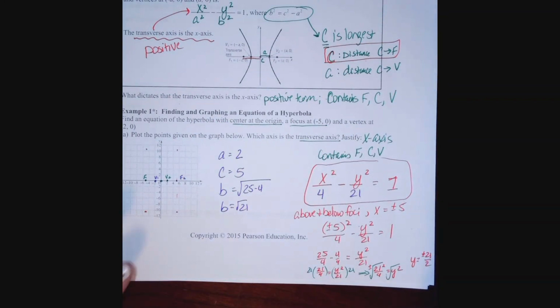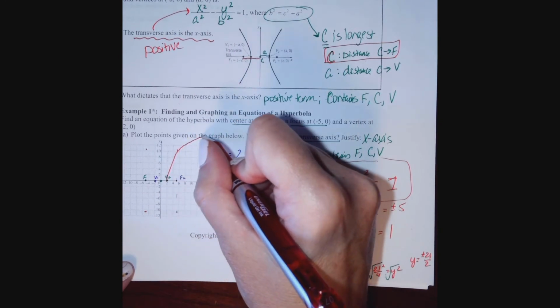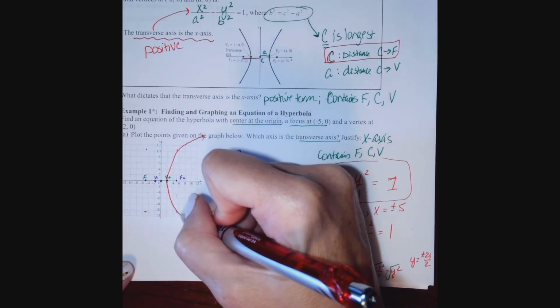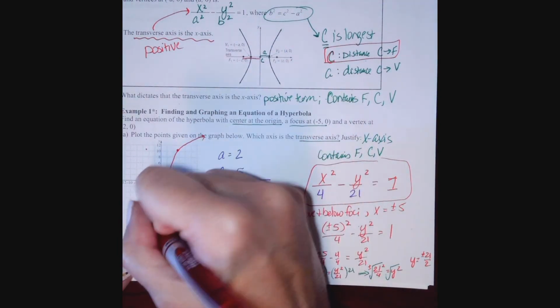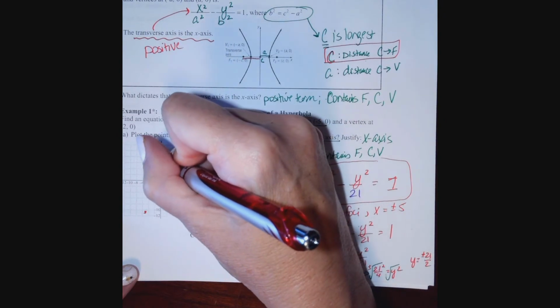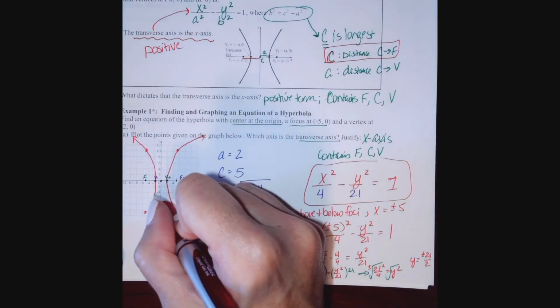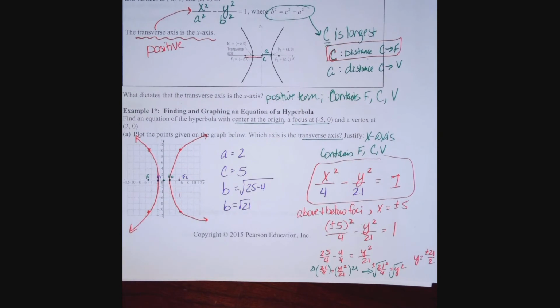And then I connect those points to my vertex to structure my hyperbola. So there's the points that I found to plot. I connect them to the vertices, and I can see how wide my hyperbola opens.